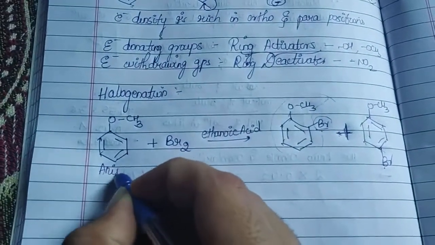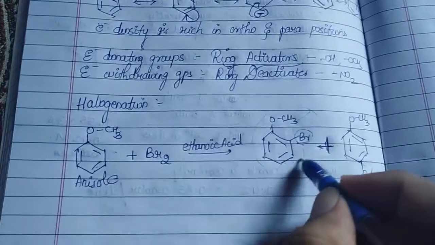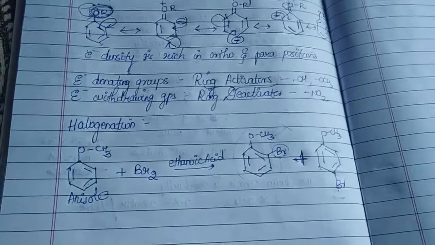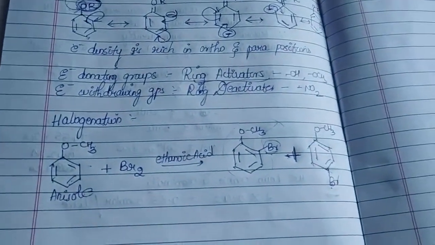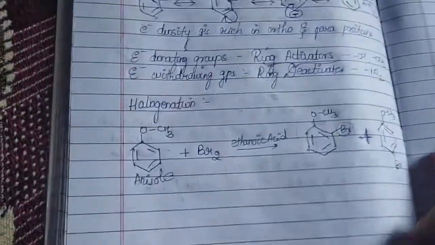Anisole is C6H5OCH3. So orthobromoanisole and parabromoanisole are the two important products. But one important thing we have to note over here. What is that, sir? Of course.